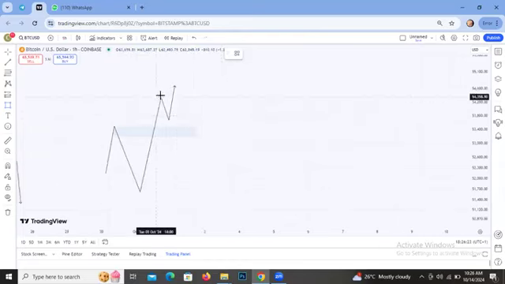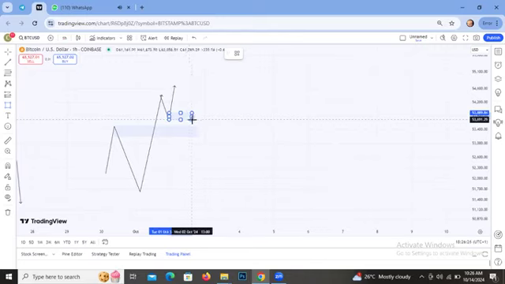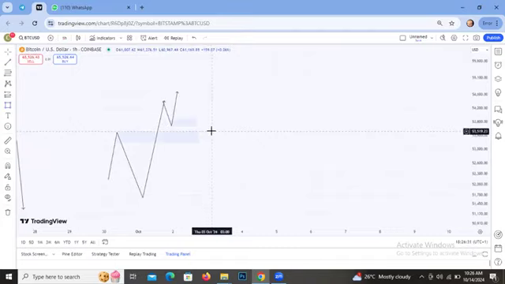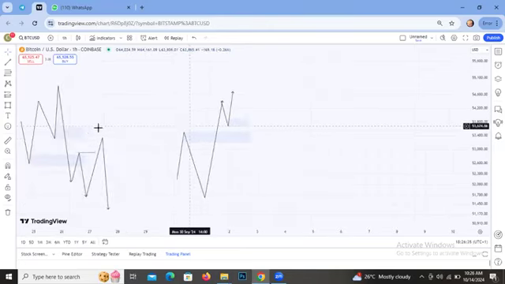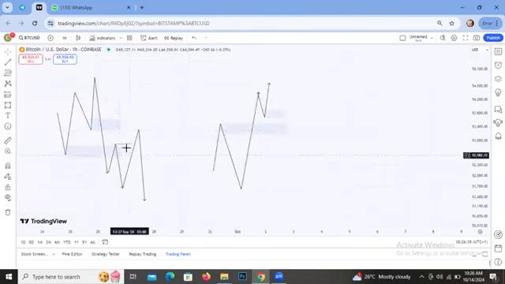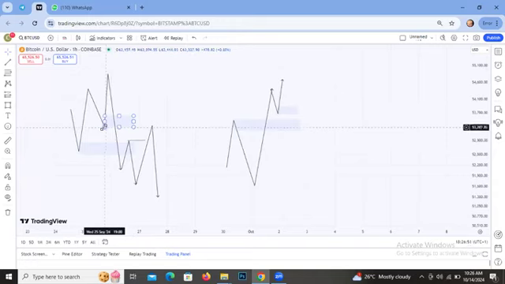Okay, you mean this is the pullback, right? So you mean why won't price react from this order block, right? Use the left example, the first example. Okay, you say that if price now fails to hold, why won't price respect this order block, this first one, and go down again?